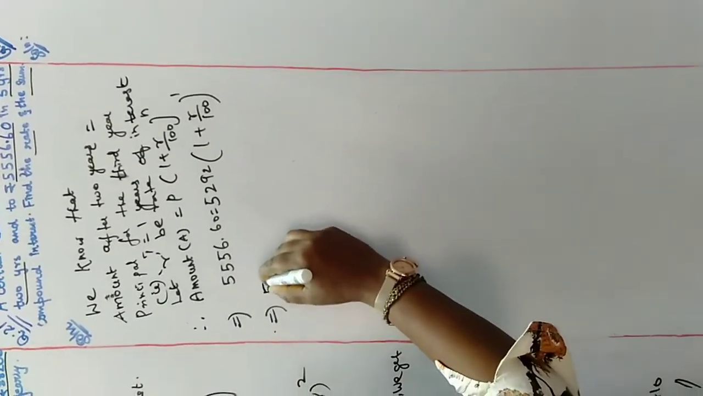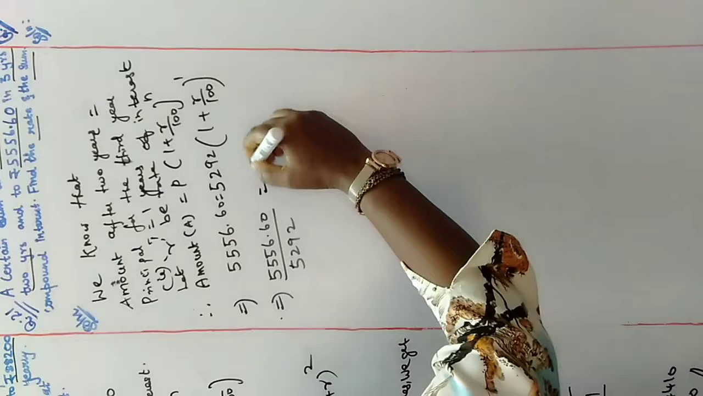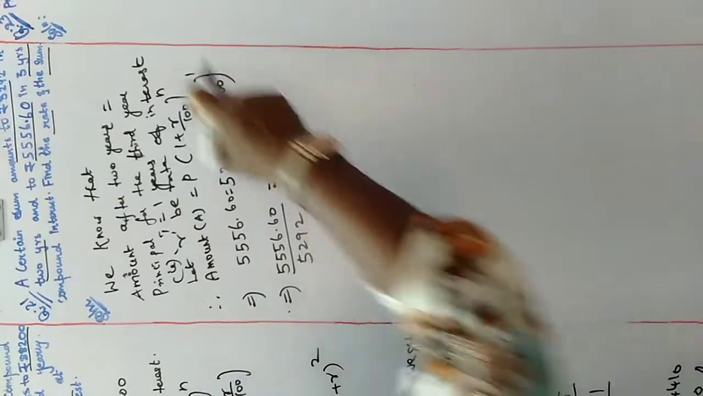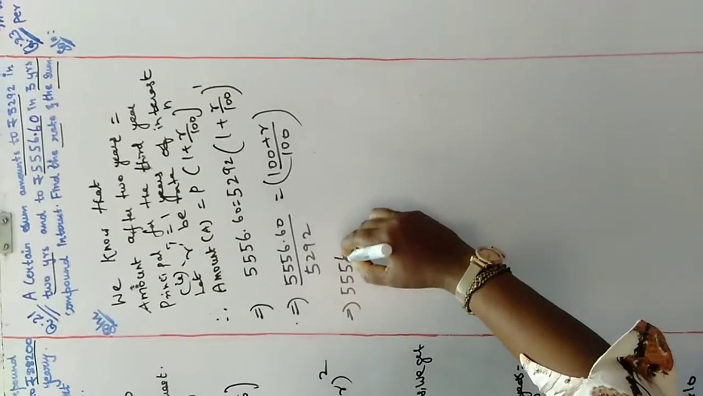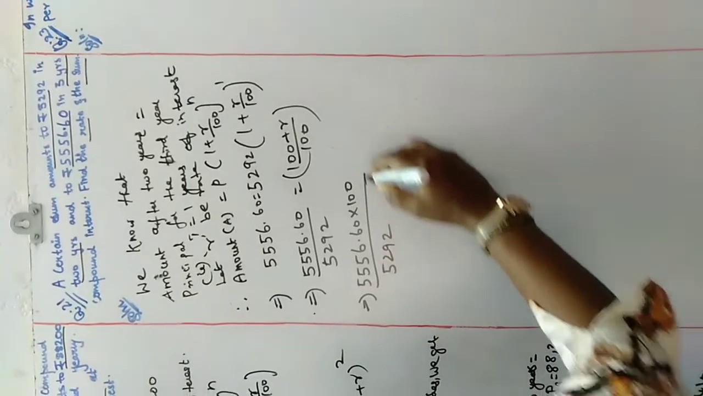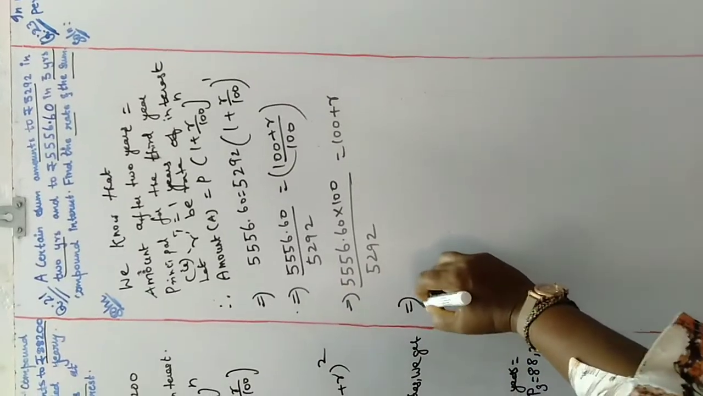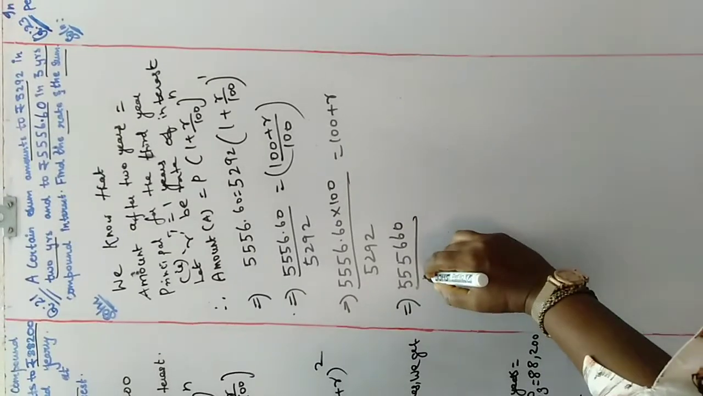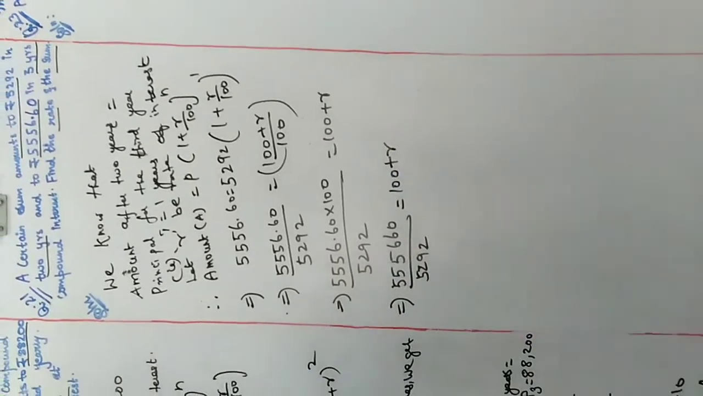So which implies 5556.60 by 5292 equals 100 plus R by 100. Since it is second year and third year, the time period here is one only, right? Next, which implies 5556.60, taking this 100 to this side, 100 plus R. So which implies 555660 by 5292 equals 100 plus R.